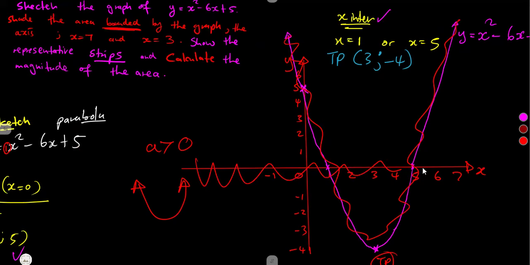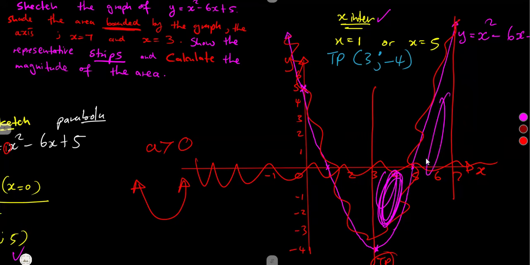The x-axis, all right? There is a line, x is equal to 7. Remember, there's a vertical line there, x is equal to 7, x is equal to 3, like this. So you're going to notice that the area they're talking about is this region and this region here. There are two regions, one below the x-axis and another one above the x-axis.